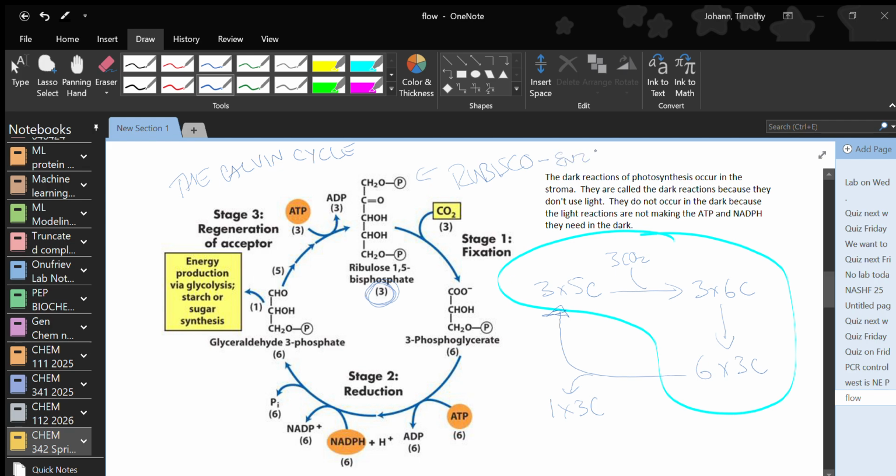I'll just say it's an enzyme that catalyzes that. And it's an important enzyme. Questions?